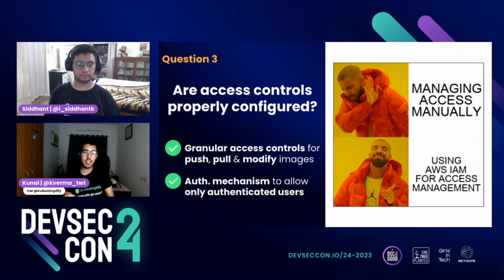The next one is setting up the necessary authorization mechanism to allow only authenticated users. Again, if you're using something like AWS IAM, this becomes much simpler, and there are a lot of other services that grant you this kind of functionality to implement in your organization.